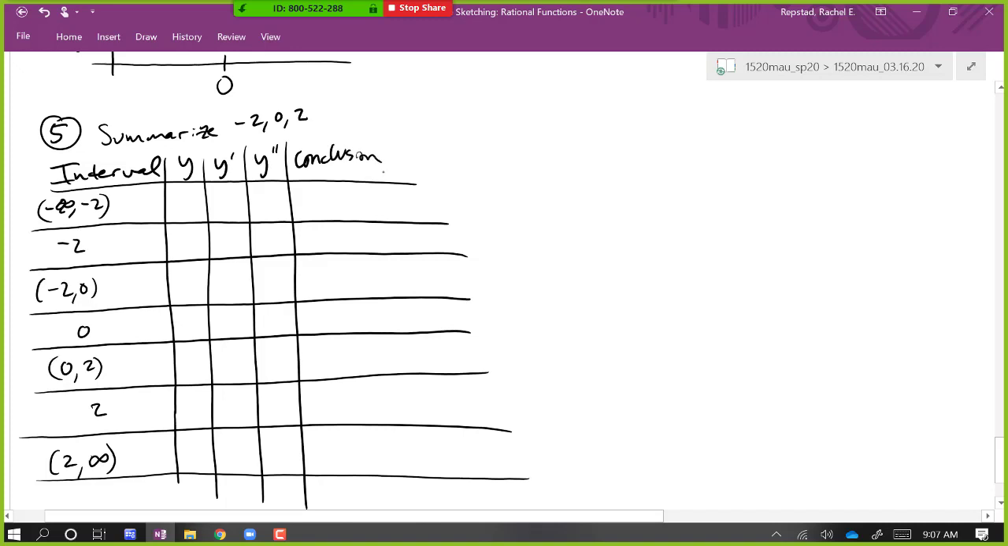At negative 2 and 2, if you plug those values in, you'll get a y-coordinate. When you plug in negative 2, you get a y-coordinate of negative 4. And if you plug in positive 2, you get a y-coordinate of 4. At 0, that's not in the domain, so I'm just putting x's through everything there. And this is where we have our vertical asymptote.